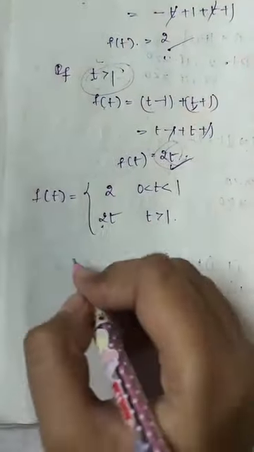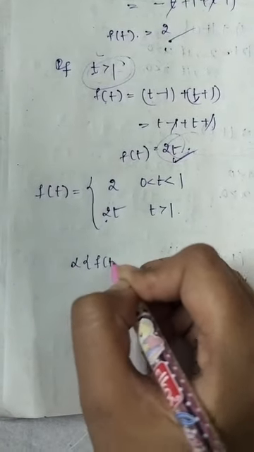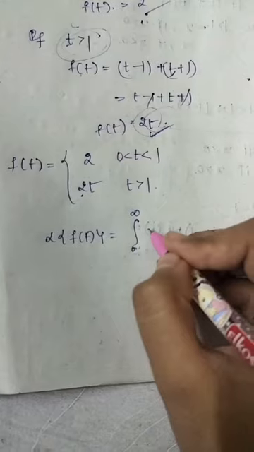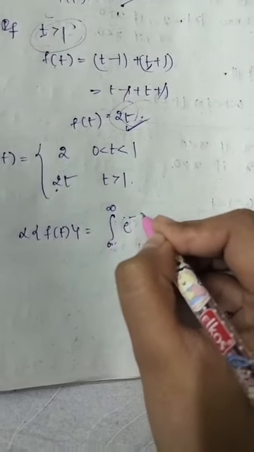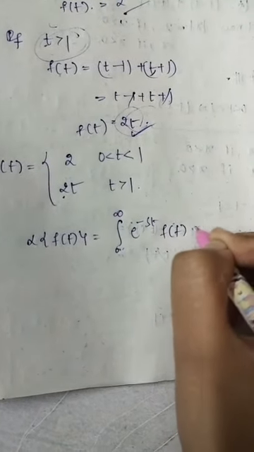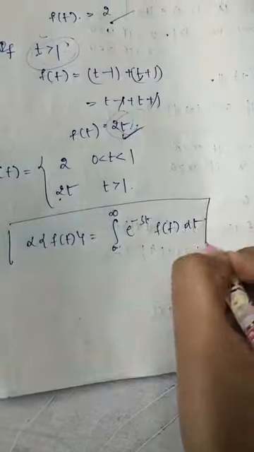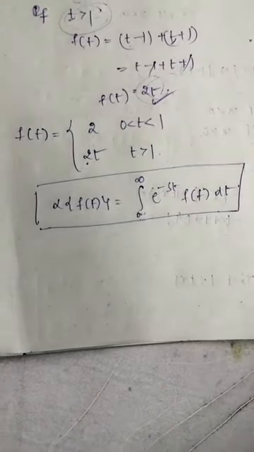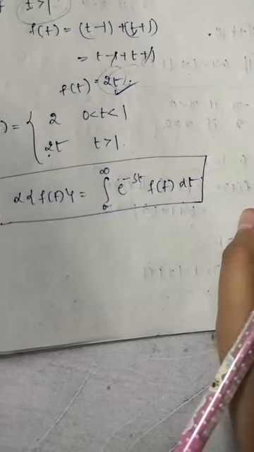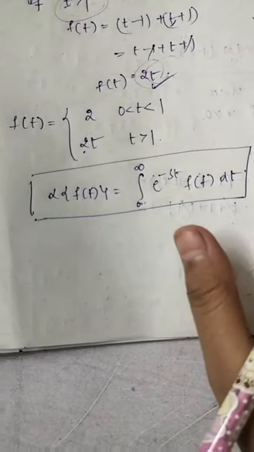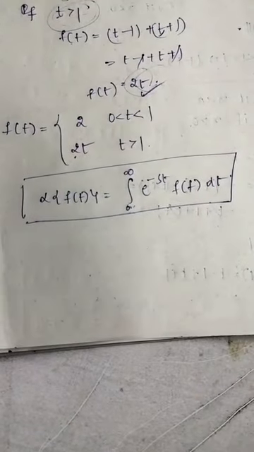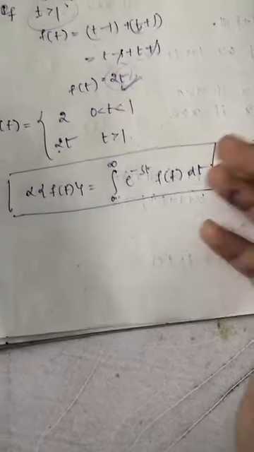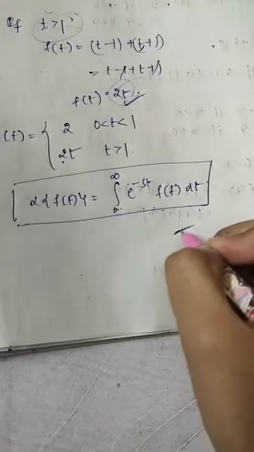Now we know the Laplace format, that is Laplace of f of t is equal to integral 0 to infinity e power minus st f of t dt. So this is a general form. I said before that it will be existing, and I said it is an important one. So here we are using it. We will be solving the Laplace based on this.